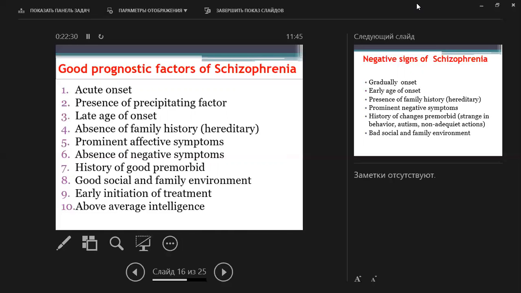History of good premorbid, you remember what premorbid is, good social and family environment, if family supports these patients and participates in their life, for example, early initiation of treatment, and above average intelligence.